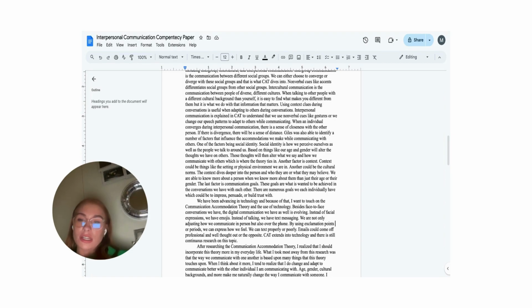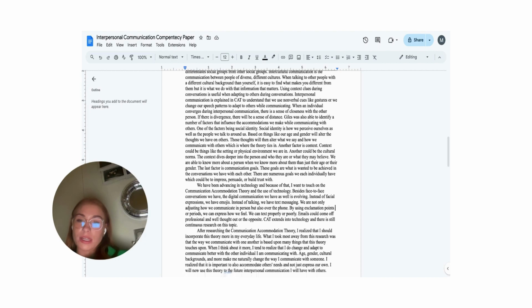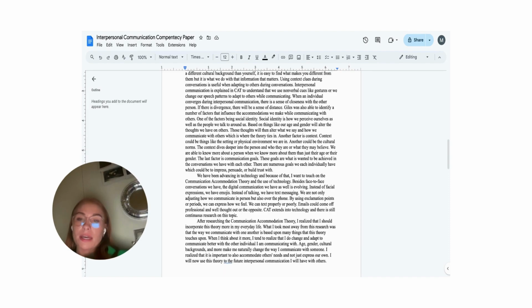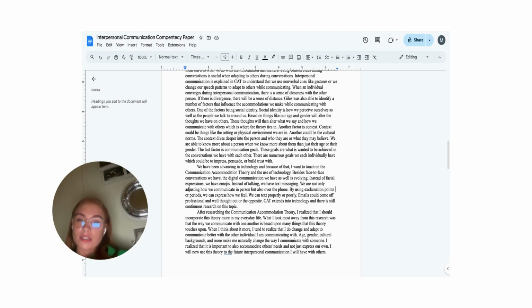Intercultural communication is the communication between people of different cultures. When talking to other people with a different cultural background than yourself, it is easy to find what makes you different from them, but it is what we do with that information that matters. Using context clues during conversations is useful when adapting to others.